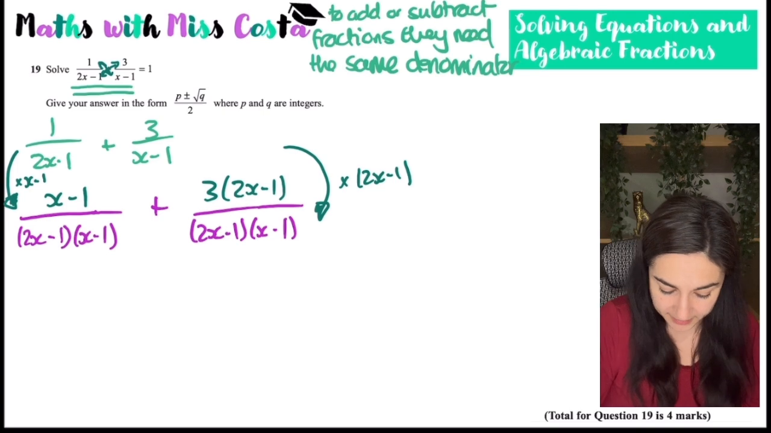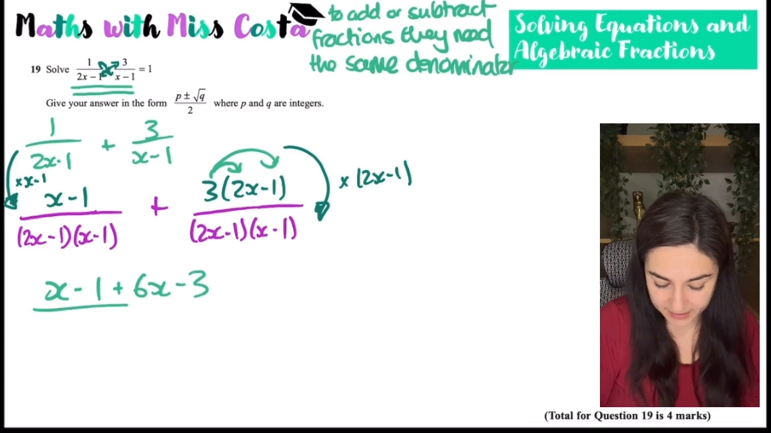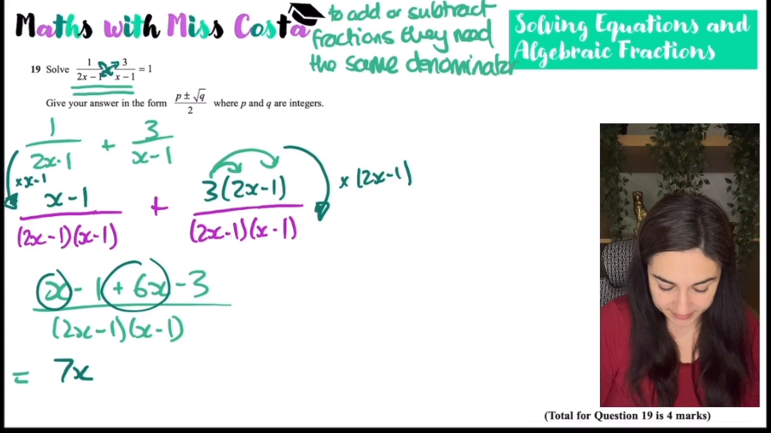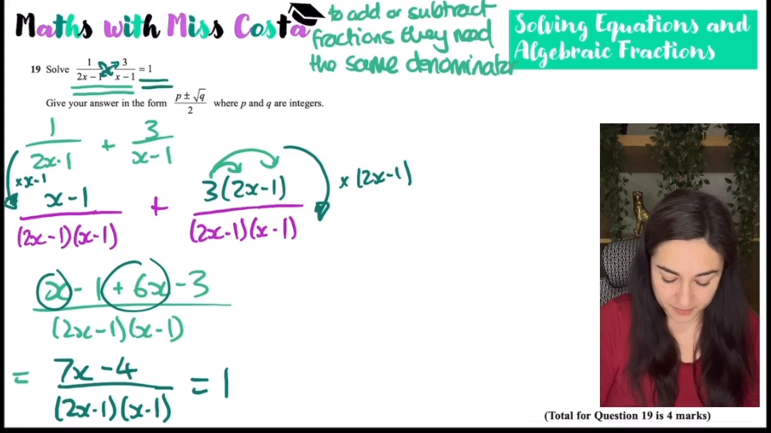So then what I can do, they are both with the same denominator, so I can just add the numerators together. So x minus 1, let's expand the brackets, plus 6x minus 3 over 2x minus 1, x minus 1. Let's simplify that. x plus 6x is going to give me 7x, and minus 1 minus 3 is minus 4. So now I have got a nice fraction. Well, some of you might not think it's that nice. And it is equal to 1, don't forget that part.